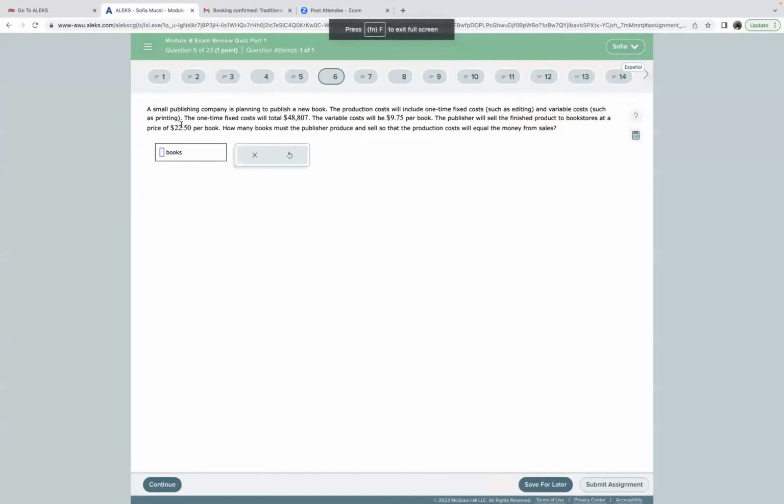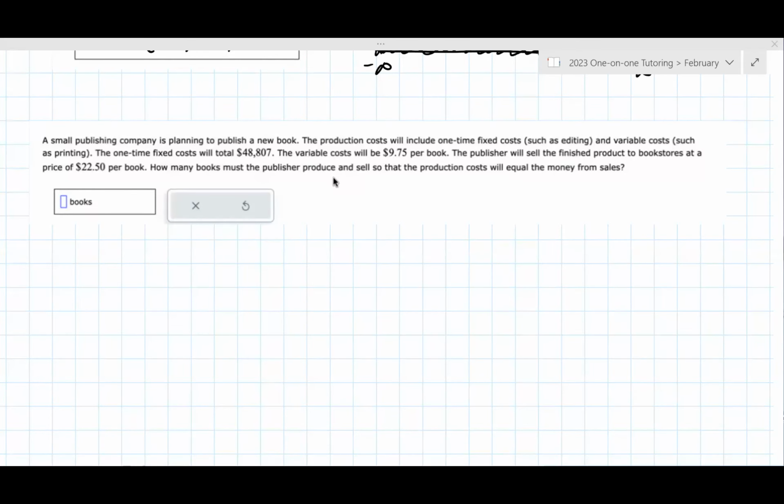It's a word problem. Publishing companies need to publish a book. The production cost, printing, is a one-time fixed cost. The variable cost will be 197 per book. It's like you mentioned here, there's the fixed plus the variable cost. The one-time cost is the fixed, so that's 48,807 plus 9.75 per book.